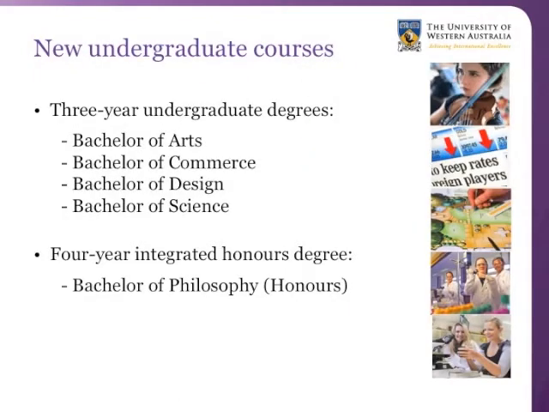UWA offers several undergraduate degrees: Bachelors of Arts, Commerce, Design and Science. These are 3-year degrees if a student passes 4 units each semester over 3 years. However, not all students study full-time, and students have up to 10 years in which to complete their degree. We also offer the Bachelor of Philosophy Honours, which has a restricted entry policy.